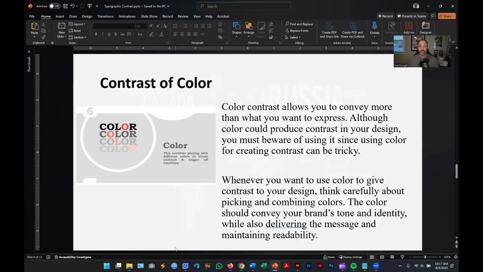And yellow is really hard to read against a white background. And same thing if you try to do a dark gray or even a dark blue or dark purple against a black background, it's going to be a kind of tricky thing to get to work. Whenever you want to use color to give contrast to your design, think carefully about picking and combining colors. The color should convey your brand's tone and identity while also delivering the message and maintaining readability. So we do want to be careful about the colors that we choose.